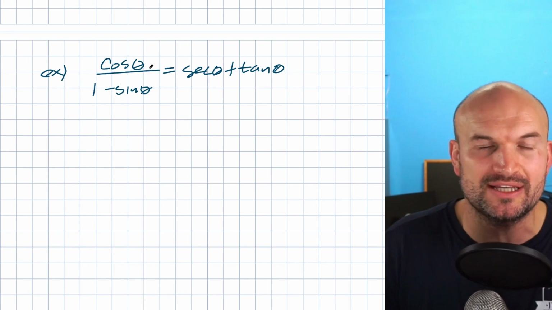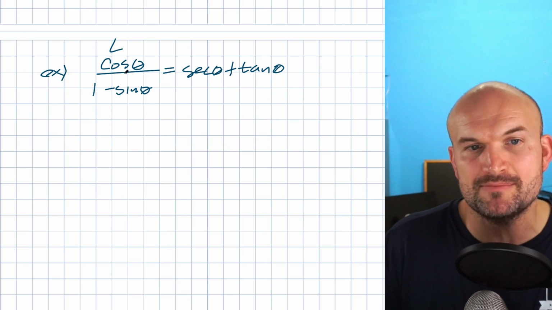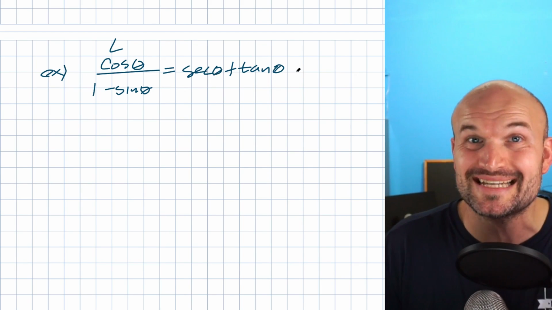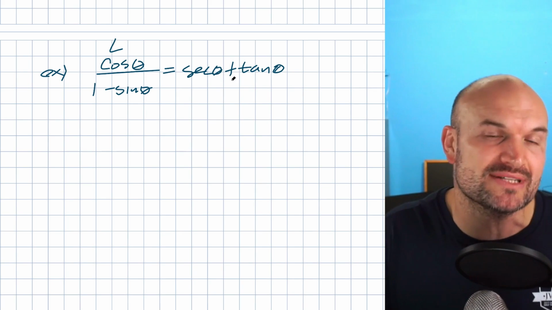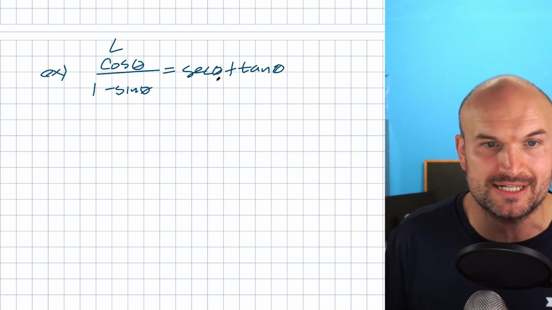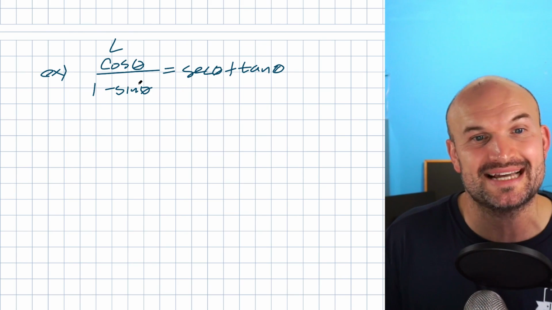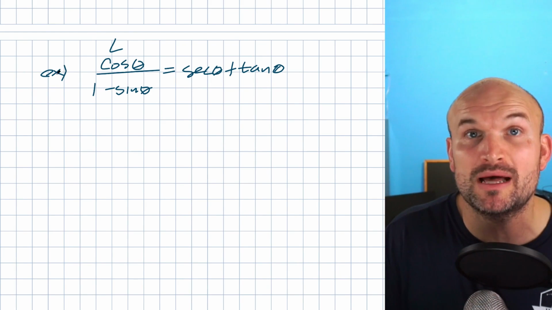In this example, typically I would choose the left side first, because this is rational and this is not. Usually it's easier to simplify a rational expression than it is to create one. But that's not always the case, because we'll actually be able to work on both sides here. Whenever I see a binomial like 1 minus sine of theta, I want to think about rationalizing by multiplying by the conjugate.